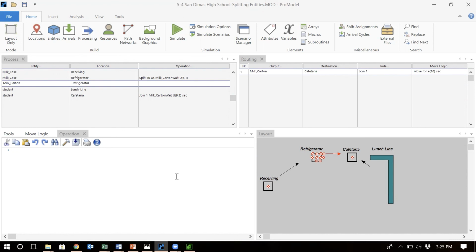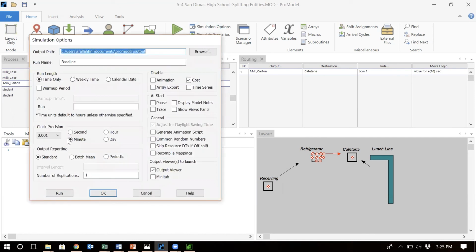Then we are ready to run the simulation. However, here's my question for you. Do I need to specify the simulation runtime here? As you know, every time we want to run the simulation, we always go to the simulation options window and specify the simulation runtime. For how long do we want to run the simulation? My question is, do I need to specify any runtime for this simulation model?